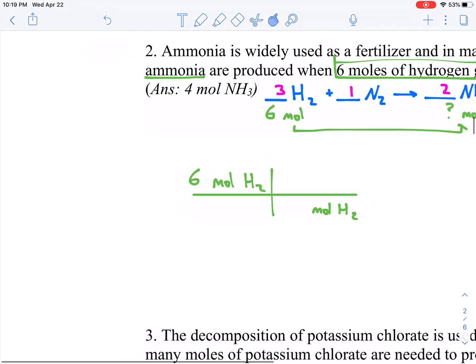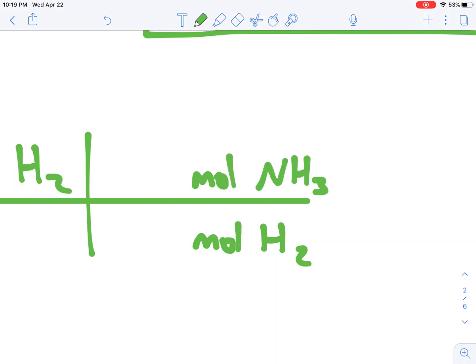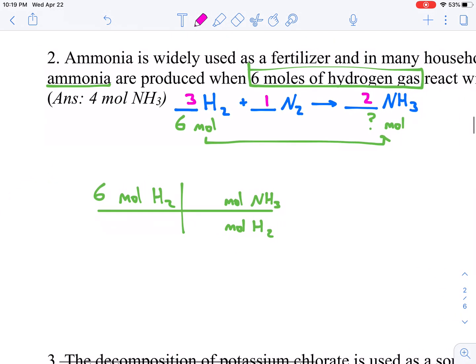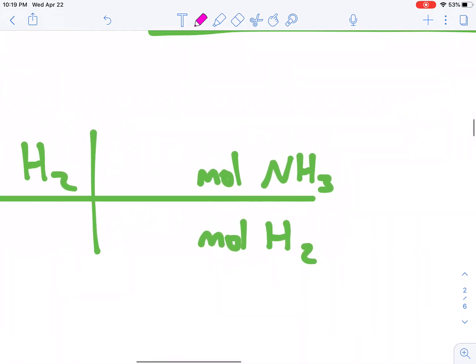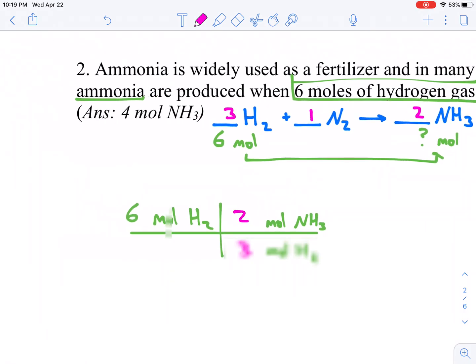What are we trying to find? Well, we're trying to find moles of NH3. So let's put that on the top. That's our end goal, moles of NH3. Do we know how to get there? Well, of course we do, because those coefficients we wrote down tell us how many moles of NH3 for every mole of H2. It turns out that there are 3 moles of H2 for every 2 moles of NH3.